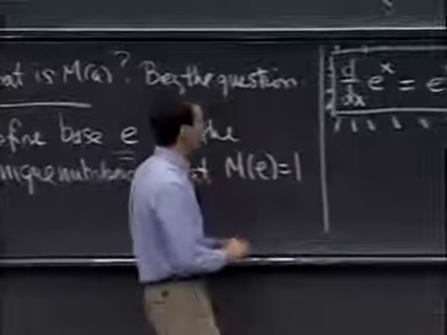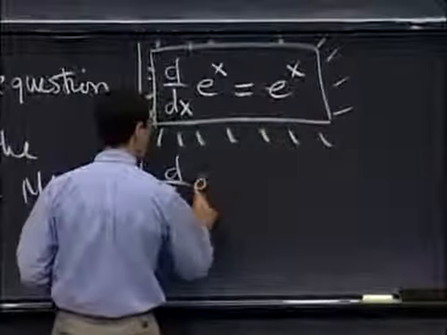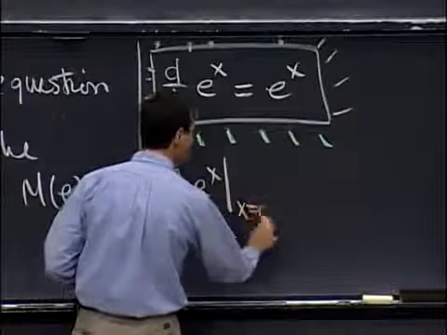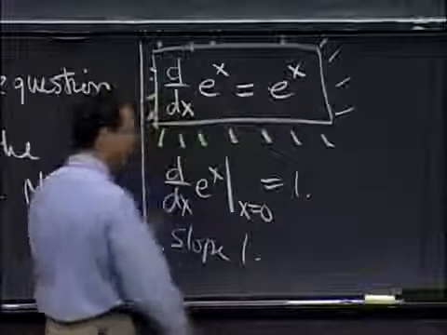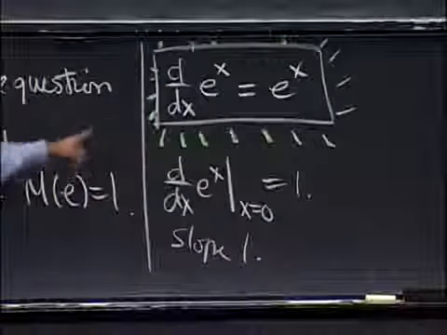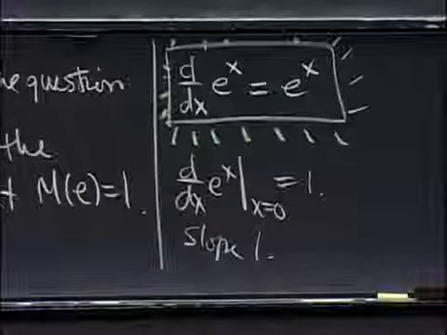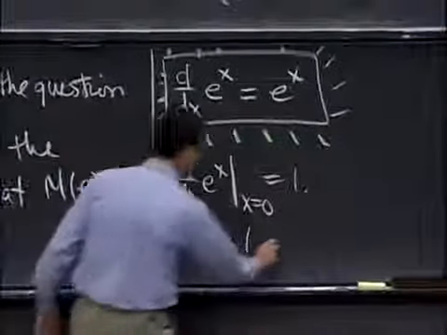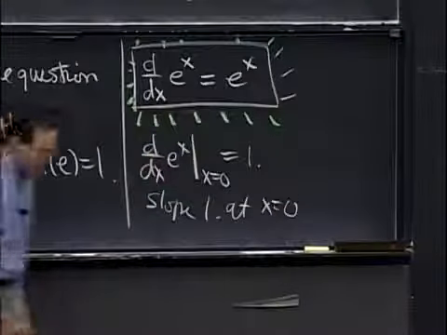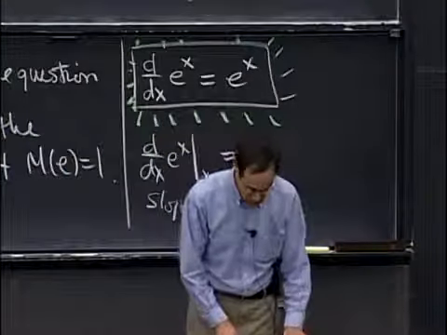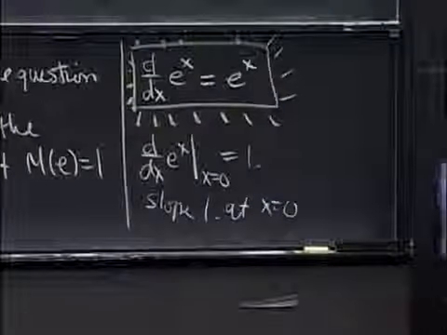And again, let me just emphasize also that this is the one which at x equals 0 has slope 1. That's the way we defined it. All right, so if you plug in x equals 0 here on the right-hand side, you get 1, slope 1 at x equals 0. All right, so that's great. Except, of course, since we don't know what e is, this is a little bit dicey.